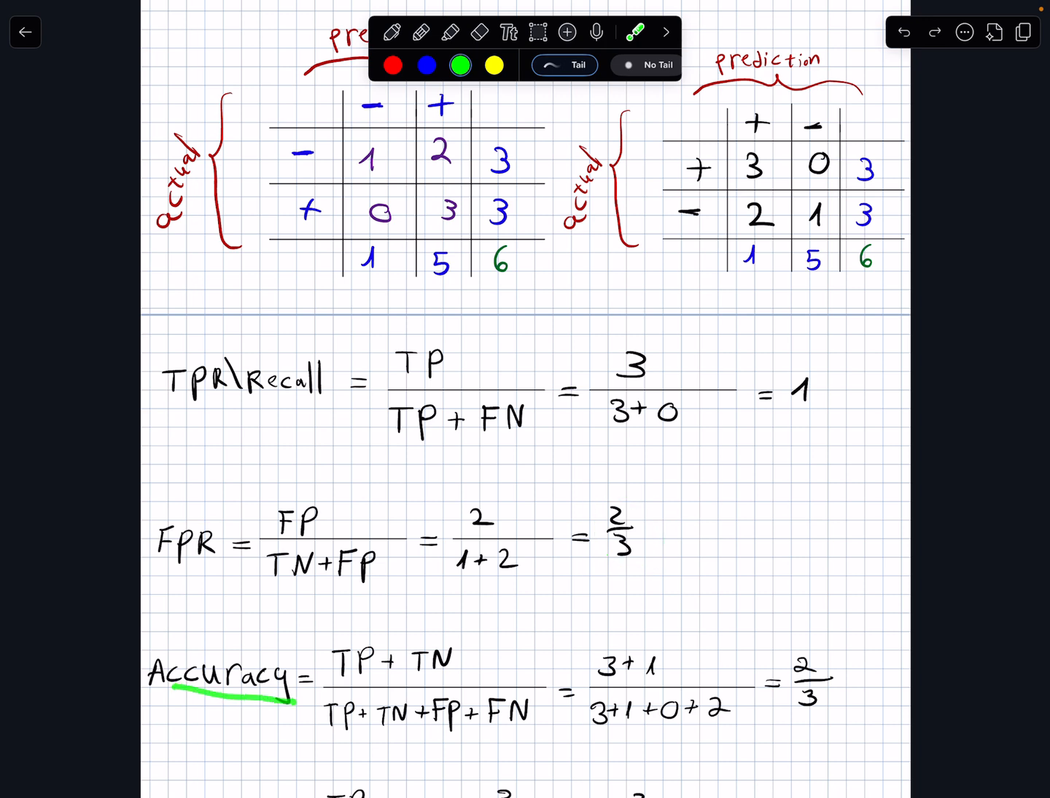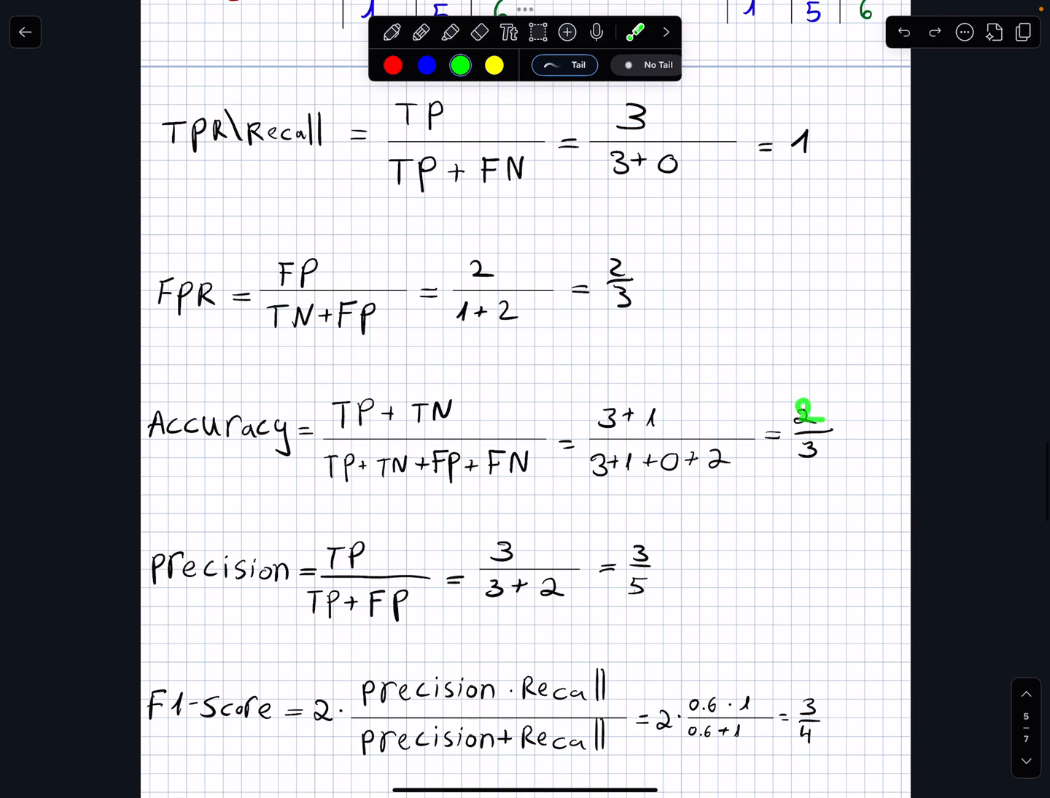And then we have the accuracy. The accuracy is how many times we were right. Meaning we were right 3 times here and 1 time here, because we said it's going to be positive and it's actually positive, and we said it's going to be negative and it's actually negative. So here we have 4 and we divide by the number of occurrences we have, which is 6, or like 3 plus 2 plus 1 plus 0. And we get 2 divided by 3.